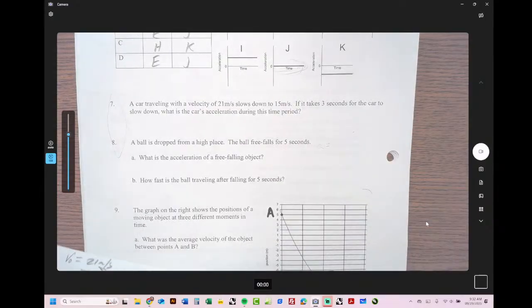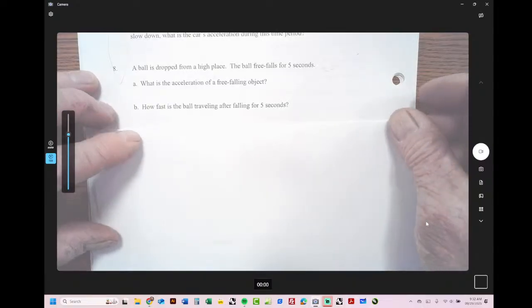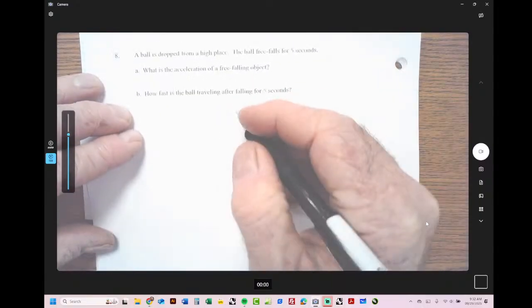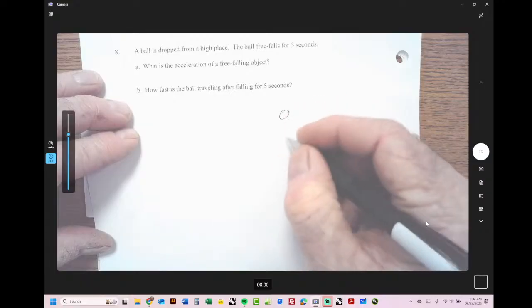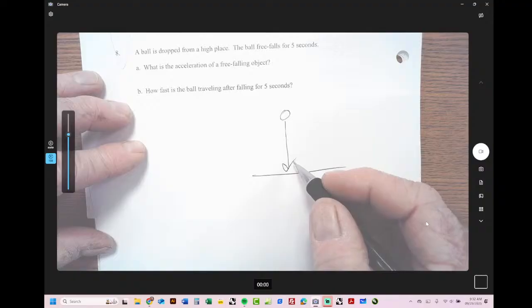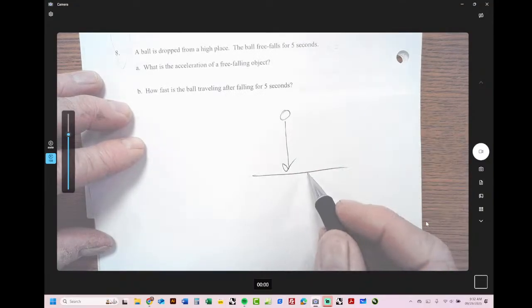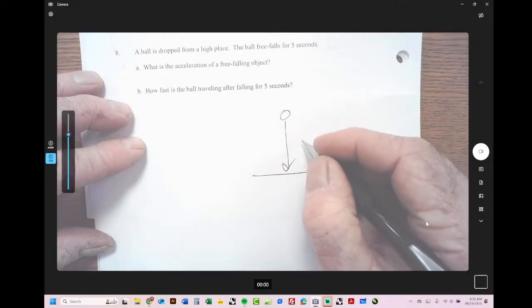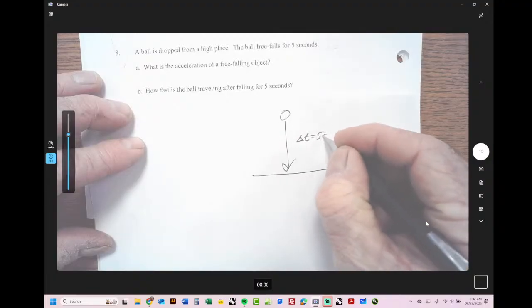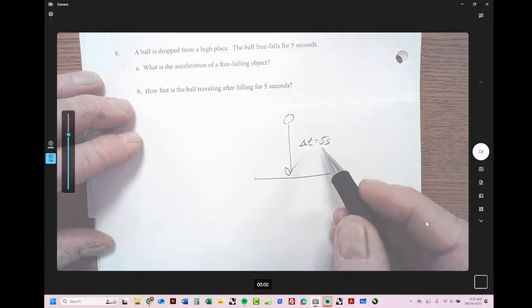Now the ball dropped from a high place. This is the one people were saying, you're not giving us numbers. Well, you've got one number, and you can come up with another 2 numbers. So draw your picture. Here's the ball, and it's going to fall for 5 seconds. And it doesn't have to hit the ground. I'm just going to write delta t equals 5 seconds. So we could assume it's almost to the ground then. So I have 2 more bits of information that aren't given.